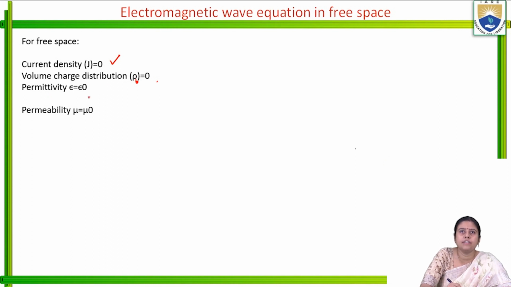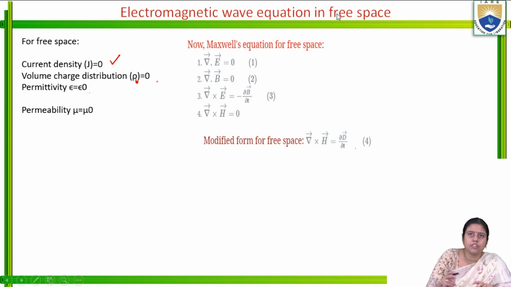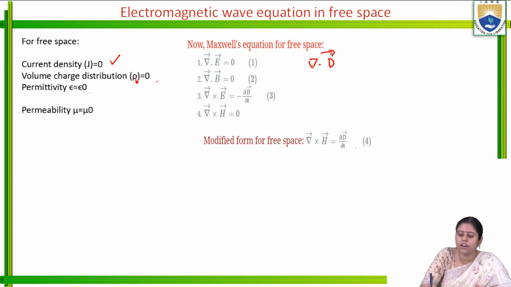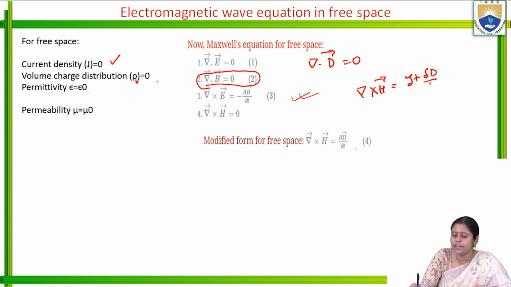In this, permittivity is epsilon naught and permeability is mu naught. So what are the modified Maxwell's equations? The first equation is grad dot D, or grad dot E, equal to 0. The second equation is not modified: grad dot B is equal to 0. For the third equation, we are using grad cross E is equal to minus del B by del T, and grad cross H is equal to J plus del D by del T.